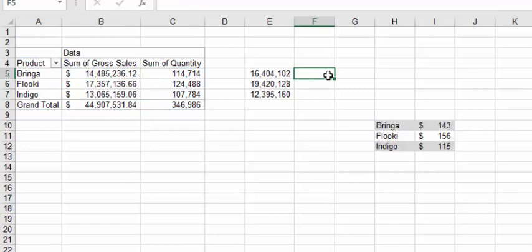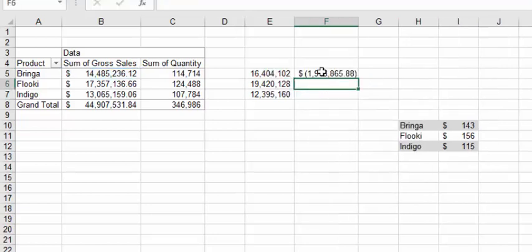Now, if you do the minus on both of them, you'll get a net. Okay, so let's do B5 minus this number here. You see? So total Bringa, we sold it for a loss or a deficit or a discount of $1.9 million. Now copy these down. And Indigo, we sold for $669,000 more than we were supposed to, but the net would be 331,858 if you look down here.